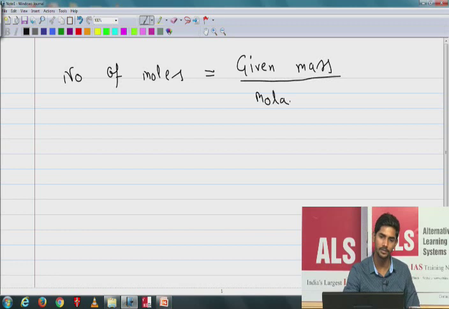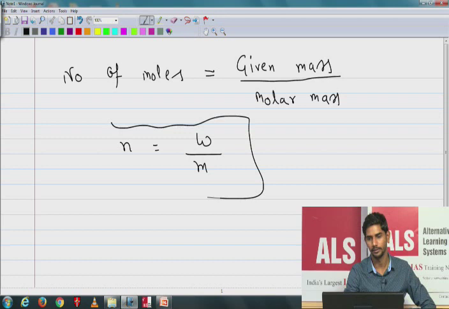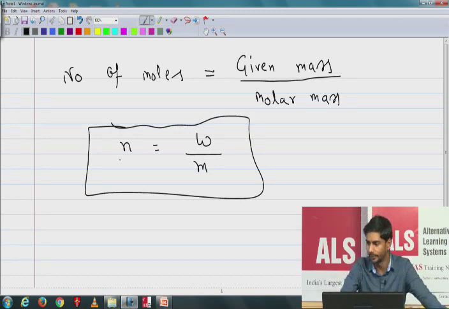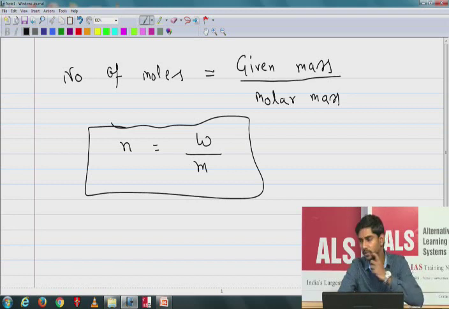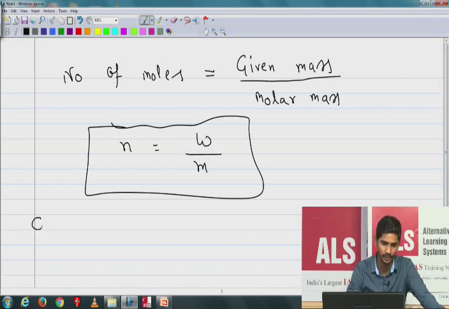So guys, the given mass would be present in the question. You can simply say this is N, this is W, and this is small m. I'll give you time to copy that. Just leave one or two pages of your notebook, and let's focus on the question. So this is how we can calculate the number of moles. Now, let's check out a question.